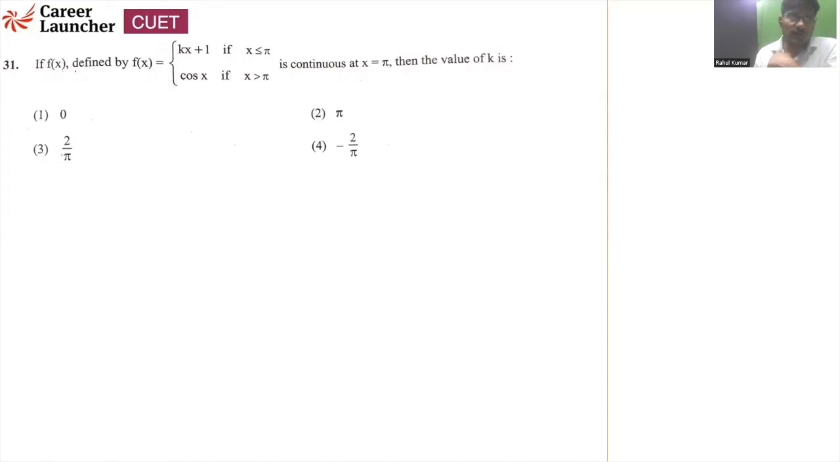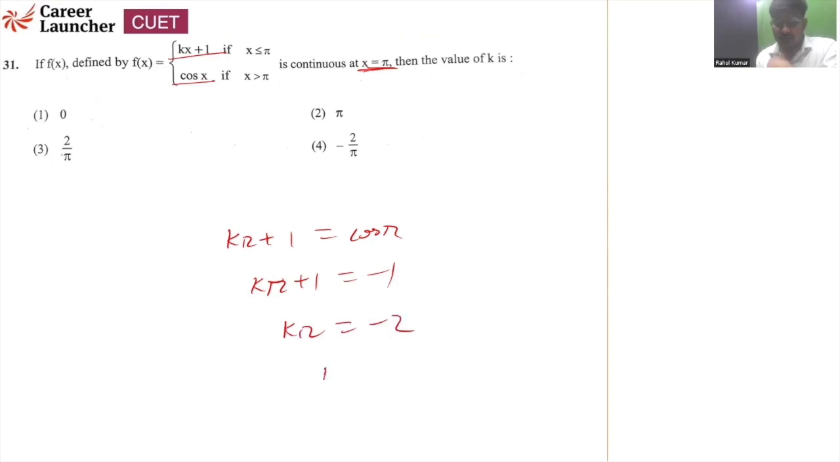Now the next question is, okay, the function is continuous at x is equal to pi. It means that substitute pi here, you will get the answer. So k pi plus 1 is equal to cos pi. So k pi plus 1 is equal to minus 1. K pi is equal to minus 2. K value is minus 2 by pi. So option D is the correct answer.